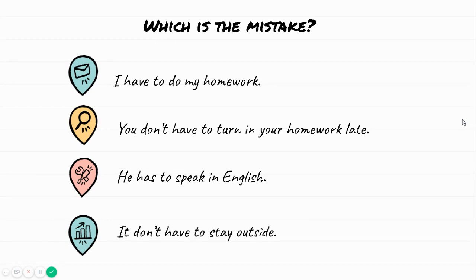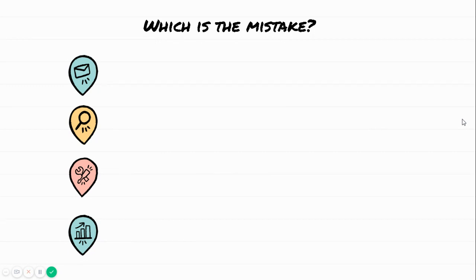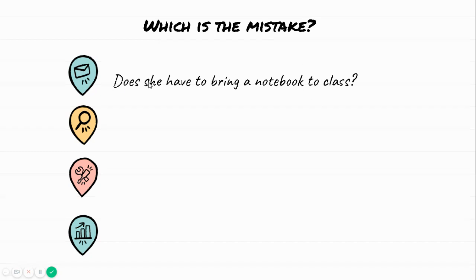Then we have it don't have to stay outside. It don't have to? No, we change it. It's the third person. It doesn't have to stay outside. Let's see another set of sentences. Do she have to bring a notebook to class? The mistake is, does she have to bring a notebook to class? Because we use does for she, he, and it for yes/no questions.